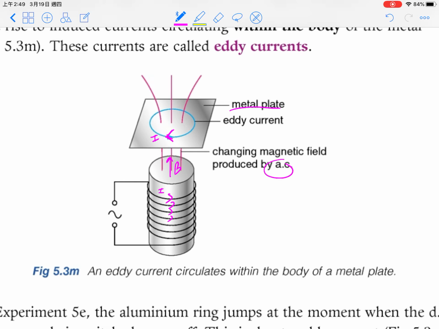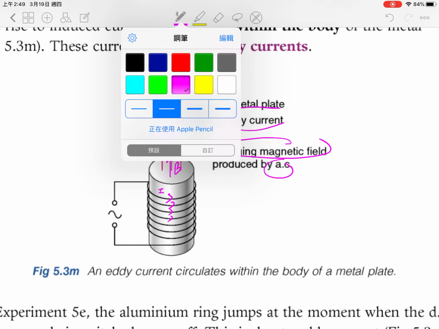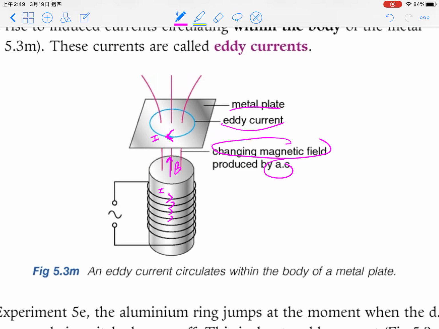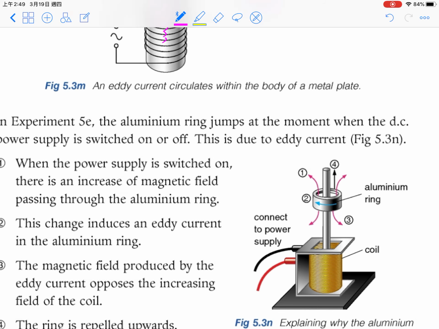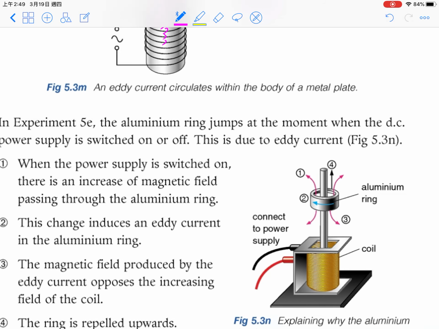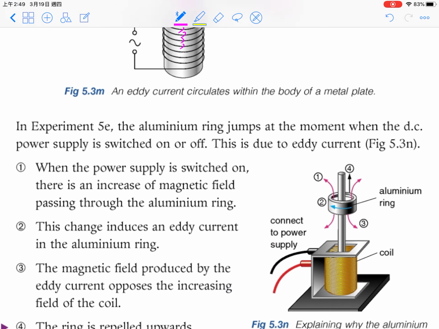But if we use AC, then we will have a changing magnetic field. So we would have a continuous eddy current. It flows all the time by opposing the magnetic field change. We have a long time induced current and long time opposing force. So that's why the aluminum ring can float in air if you use AC, because of the changing magnetic field and also the changing opposing force all the time.